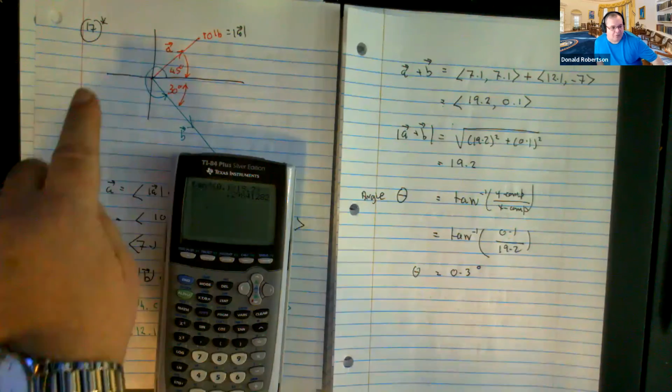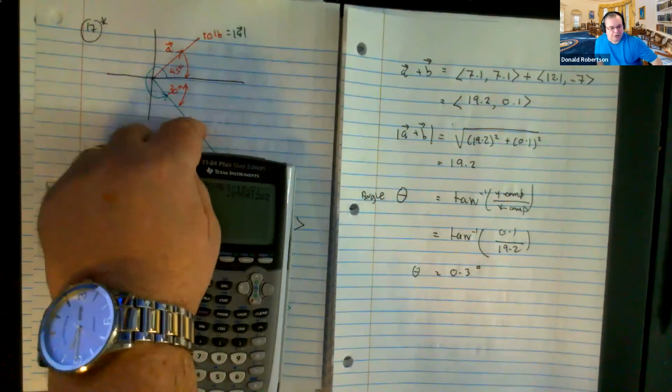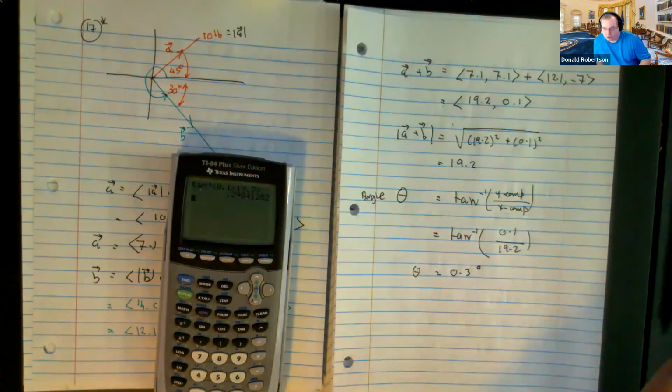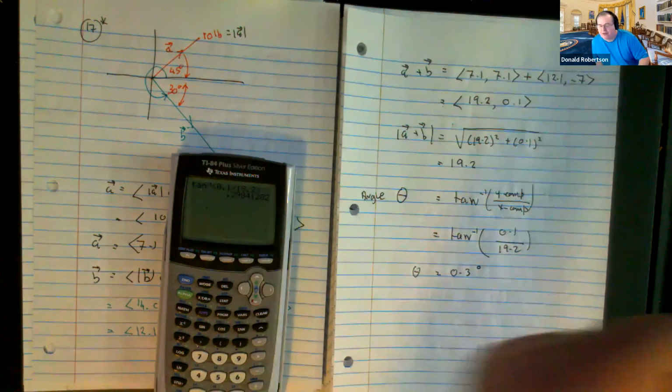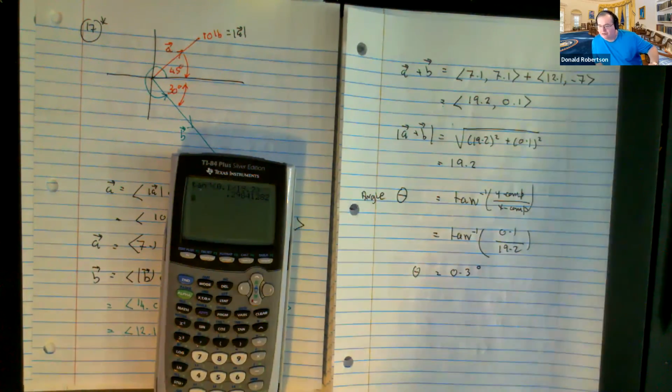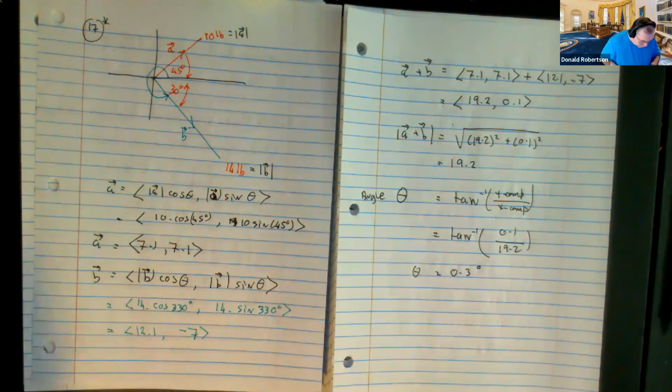So if that was a boat and these were two tugboats, wouldn't this combination be pulling the boat virtually exactly due east, right? 0.3 degrees, almost perfectly. Now I've only done 2, but do you know you could do 4 vectors? Wouldn't you just do the same thing 4 times and then add the 4 of them together? Right. So the process doesn't change when there's more than one vector.